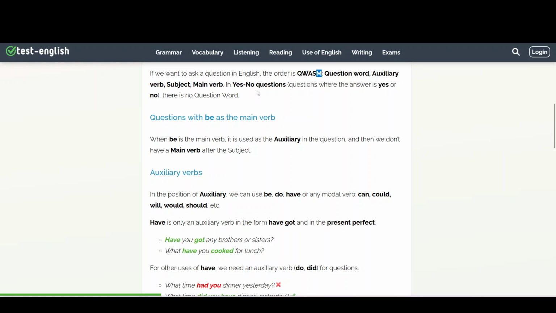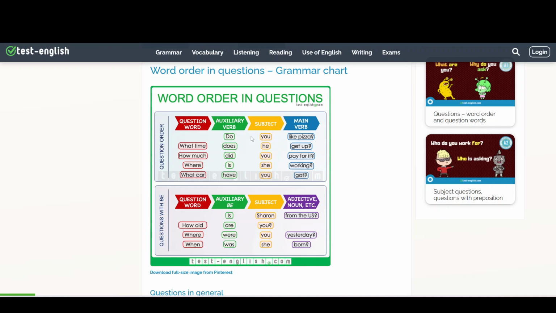In yes-no questions, questions where the answer is yes or no, there is no question word. Do you like pizza? The answer is yes or no. This is a yes-no question, so no question word. The word order in questions is QUASM: question word, auxiliary verb, subject, main verb.